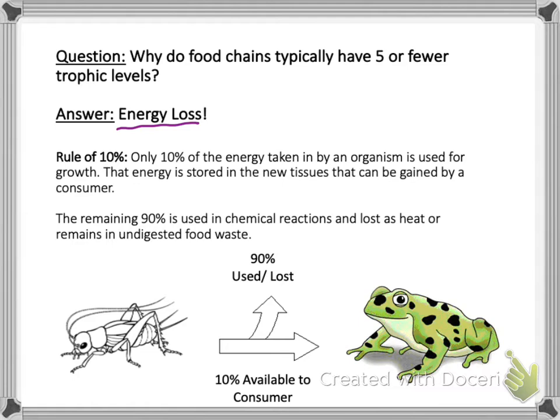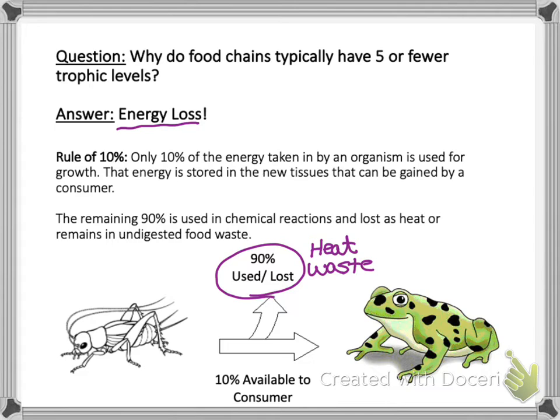So essentially, only stored energy, only energy found in those organic compounds is going to be passed on to the consumer. So the remaining 90% that isn't used for growth is going to be used to power metabolism or will be lost to the environment either as heat or as waste. So heat, although it is available to the environment, does not power our bodies. And so it is essentially lost to the environment and can't be used to power, say, this frog's body.